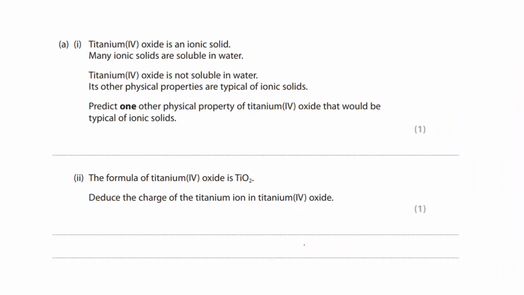Titanium 4 oxide is an ionic solid. Many ionic solids are soluble in water. Titanium 4 oxide is not soluble in water. Its other physical properties are typical of ionic solids. Predict one other physical property of titanium 4 oxide that would be typical of ionic solids. So other ones would be like a high melting or boiling point. So we go for high boiling point.